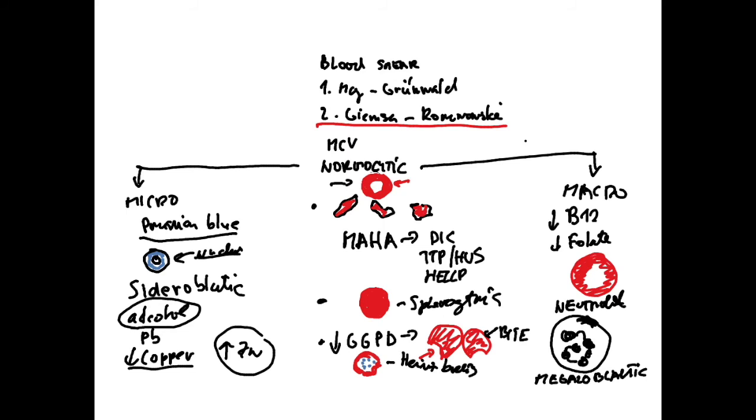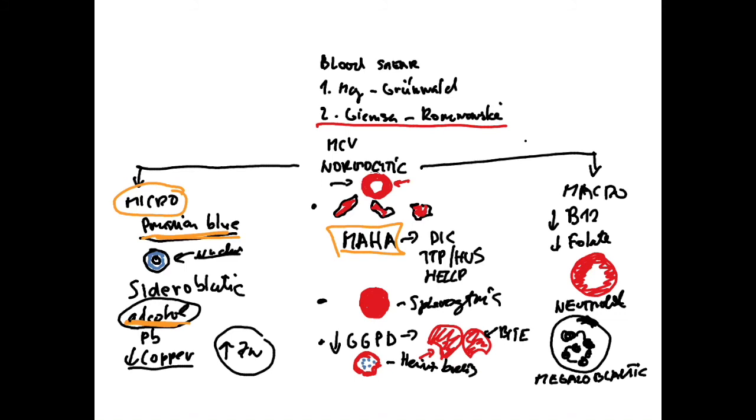Okay, so let me repeat it again. Remember, if it's microcytic, they're going to be small. In microcytic, you can do a special staining for sideroblasts. You put the Prussian blue, and you will see a bluish ring around the nucleus. That's mitochondria filled with iron, most common cause alcohol. Then you can see on blood smear schistocytes, which are there in normocytic anemias, and this has to do with MAHA. So remember, it could be DIC, TTP, or HELLP.